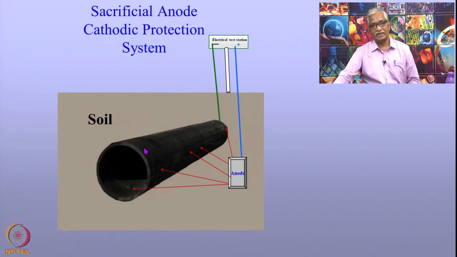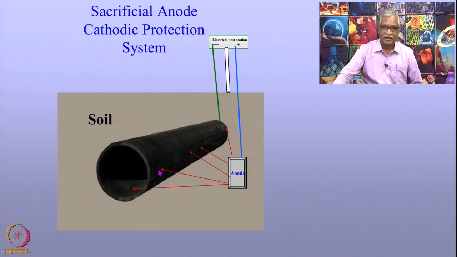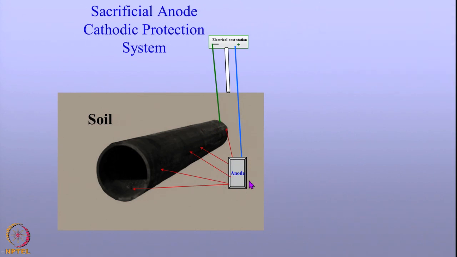The same is given in a schematic manner in this diagram here, and you can see this is a pipeline buried in the soil. You have an anode, and in this case of course you have a test pole, a test station, okay. The anode is connected to the positive terminal of the test station, and then the pipeline is connected to the negative terminal of the test station, and the current flows from the anode, and then the pipeline is getting prevented from corrosion actually.